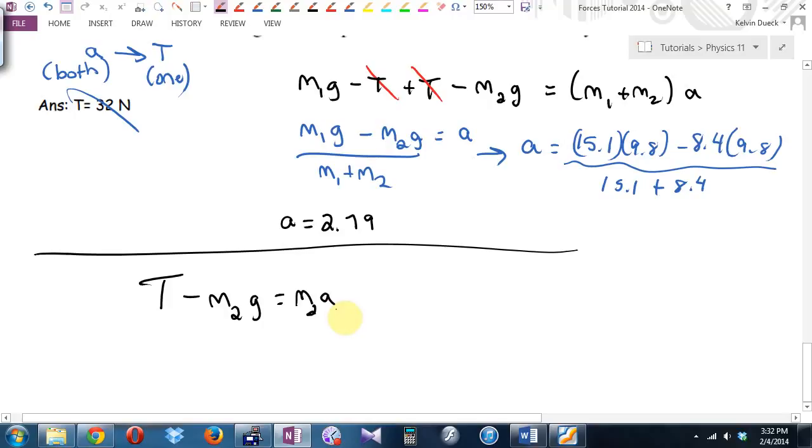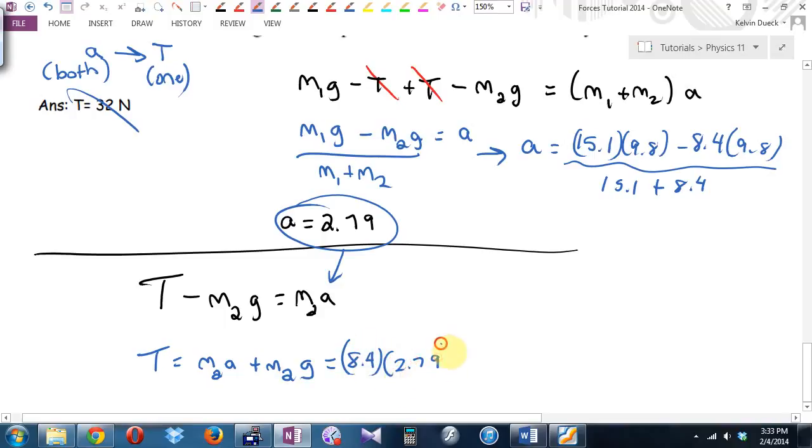How would I get tension by itself? Add the mg. Now, why does this work? The reason this works is I just figured out A in part A, no pun intended. So now it's plug and chug. It's going to be mass 2, which was 8.4 times, I'll write 2.79, but of course I'll use the answer button on my calculator, plus mass 2, which was 8.4 times 9.8.